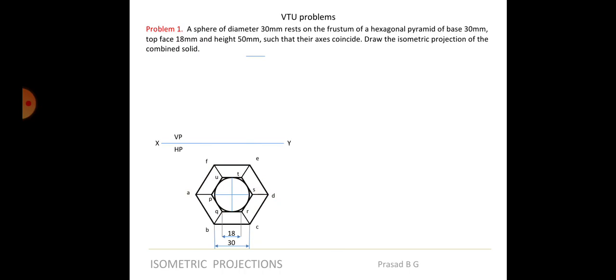Okay, and there is a sphere on top of this, right? So that sphere has to be drawn there on top of that. The diameter of the sphere is given as 30 mm, and then I will project it upwards and I will get the frustum on the top. I'll just project it upwards at 50 and get the front view.